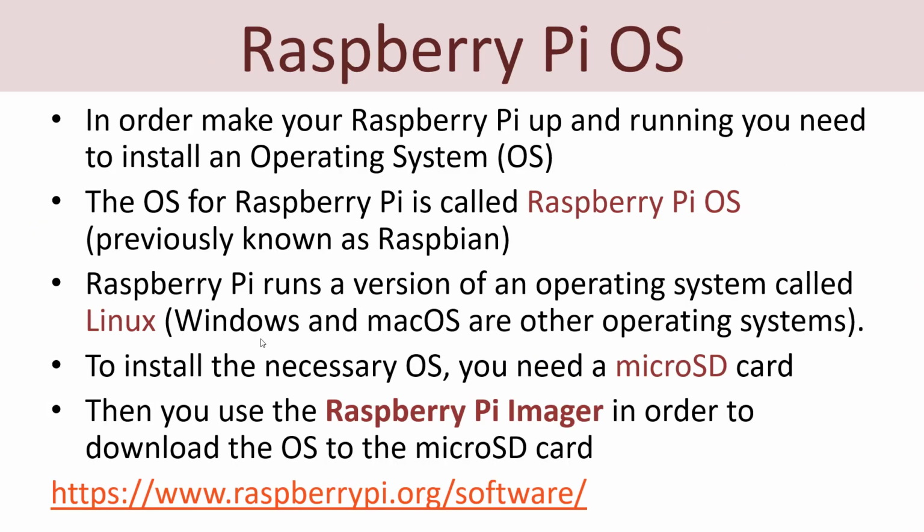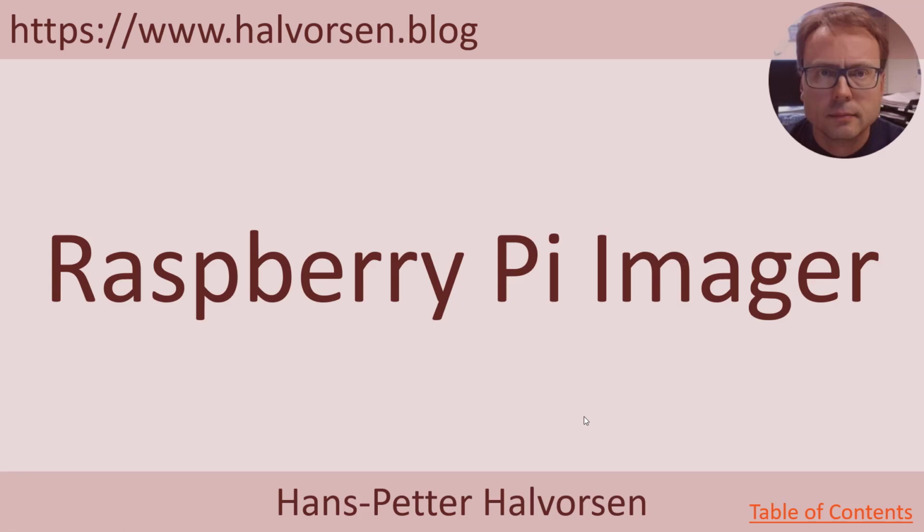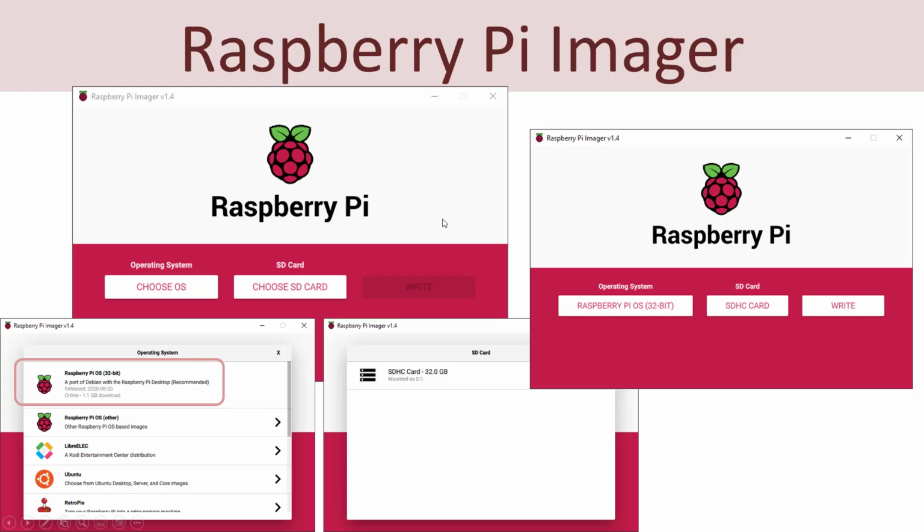So basically Raspberry Pi operating system is the operating system that you need installed in order to use the Raspberry Pi. This Raspberry Pi operating system is Linux based, and you need a micro SD card in order to install the operating system using this Raspberry Pi imager. So then let's start with this Raspberry Pi imager. So here you see the Raspberry Pi imager is basically a small software that you need to install on your PC in order to install the Raspberry Pi operating system on the micro SD card.